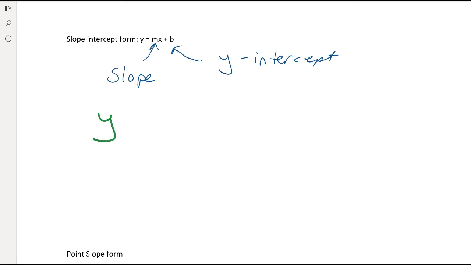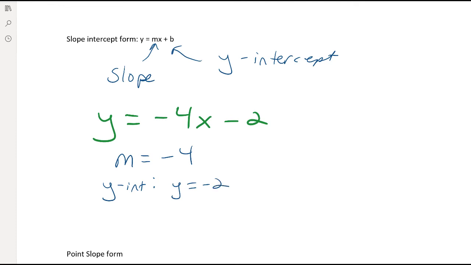For example, if we had y equals -4x minus 2, then from this we can quickly see, hey, our slope is -4, and we know the y-intercept occurs where y equals -2. In fact, if you wanted to write the y-intercept in ordered pair notation, since you're touching the y-axis, it means that your x variable is 0, so the ordered pair would be x value is 0, y value is -2.